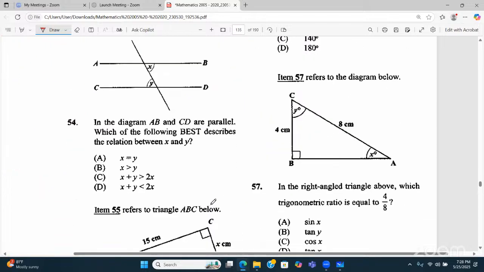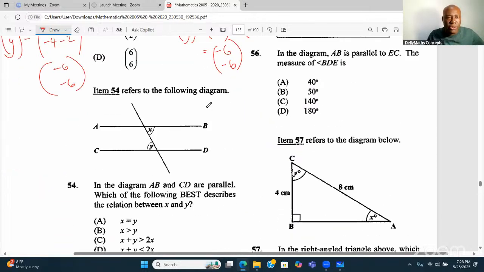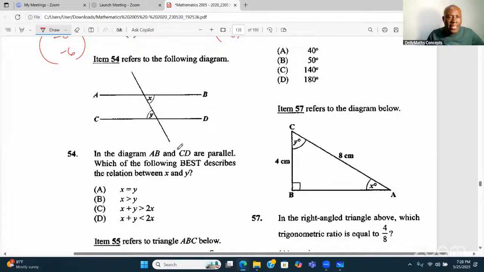All right. Now let's take a look at this one. It says in the diagram, AB and CD are parallel. So we are told that this line is parallel to that line. So I'm just going to indicate with my arrow that this line and this line are parallel. Now, which of the following best describes the relation between X and Y? The relation between X and Y.